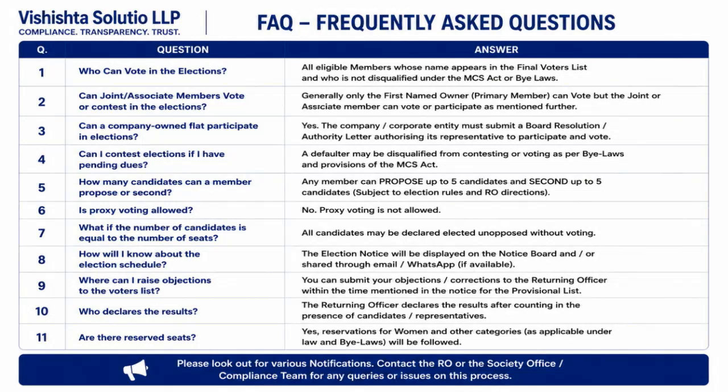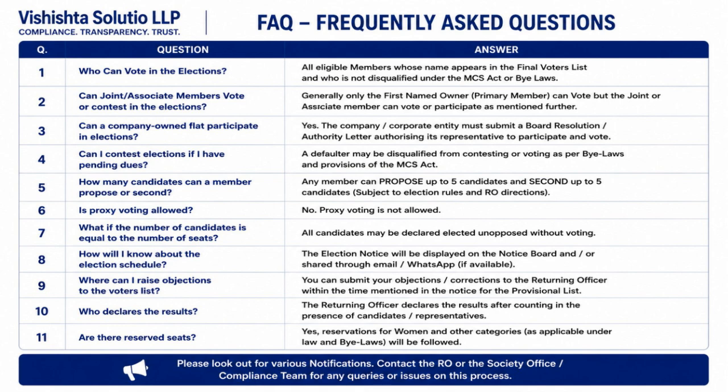Let me walk you through some frequently asked questions about the elections to clear up any doubts you might have. First, who can vote in the elections? Only eligible members whose names appear on the final voters list and who are not disqualified under the MCS Act or the bylaws can participate.